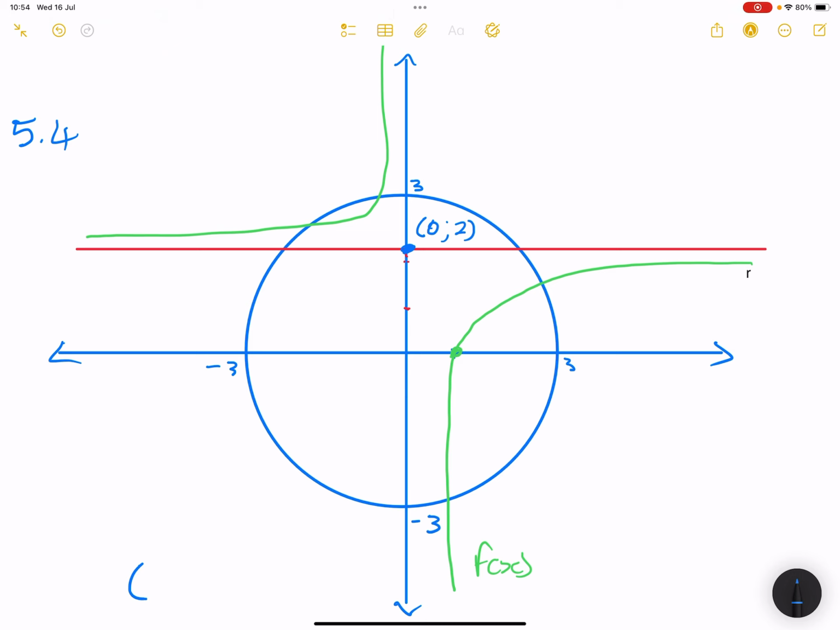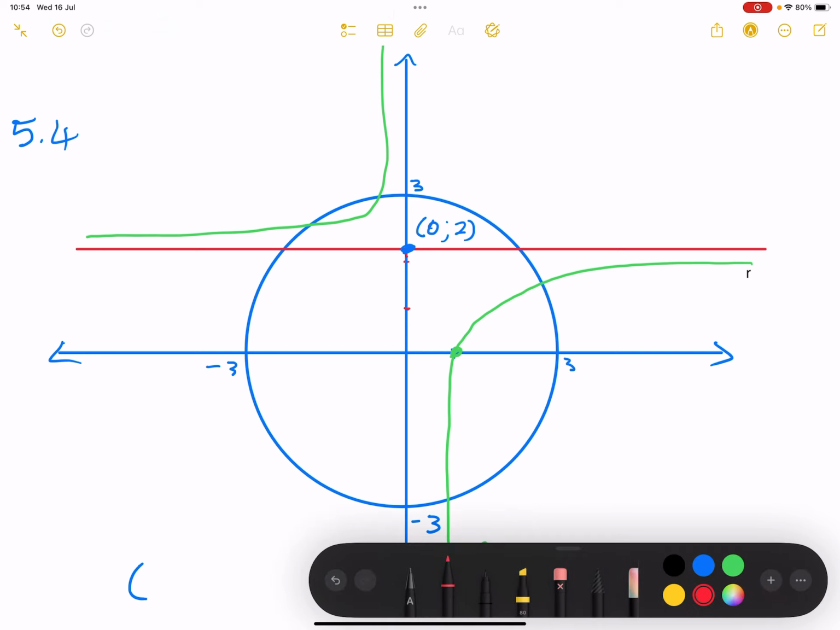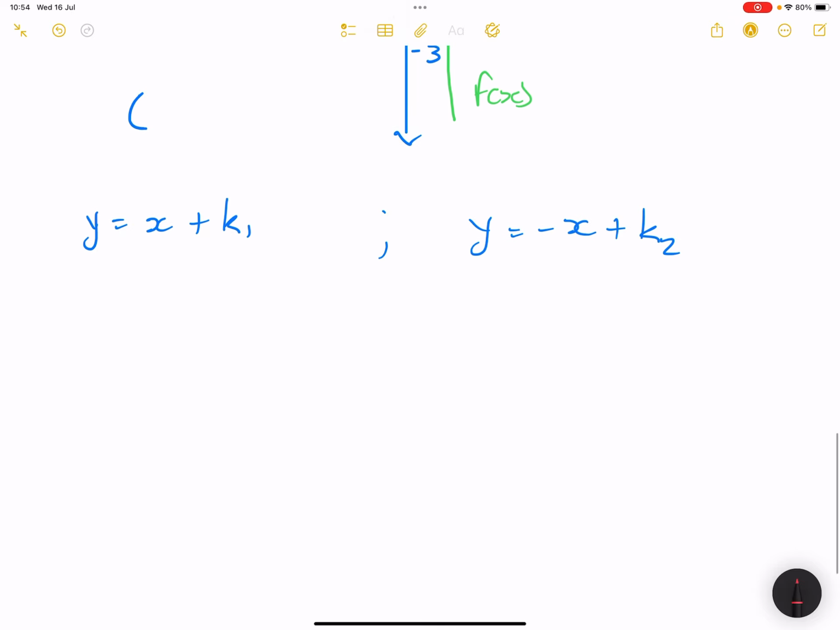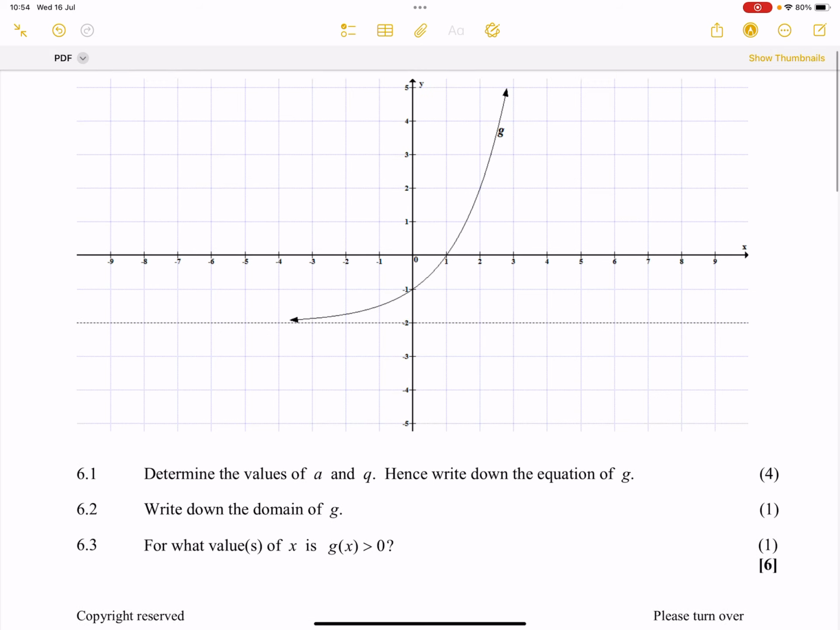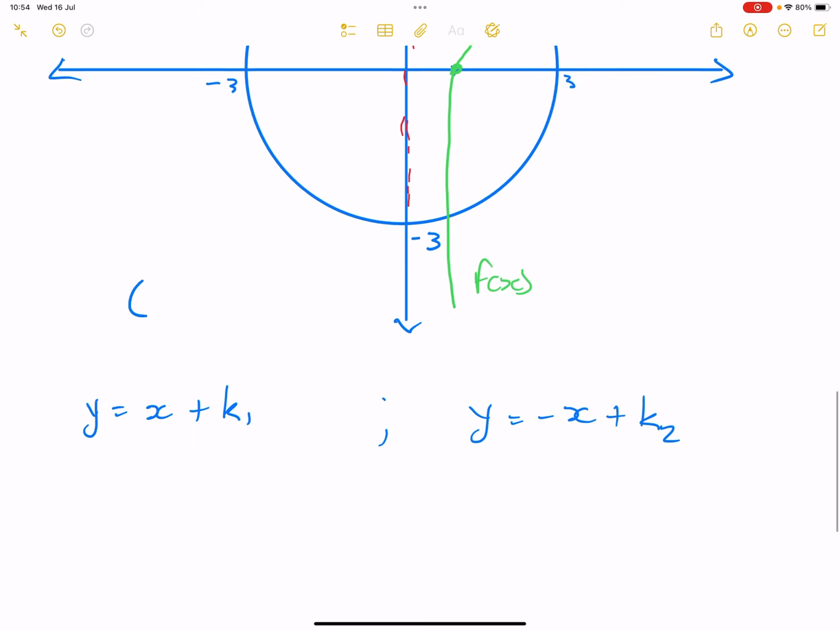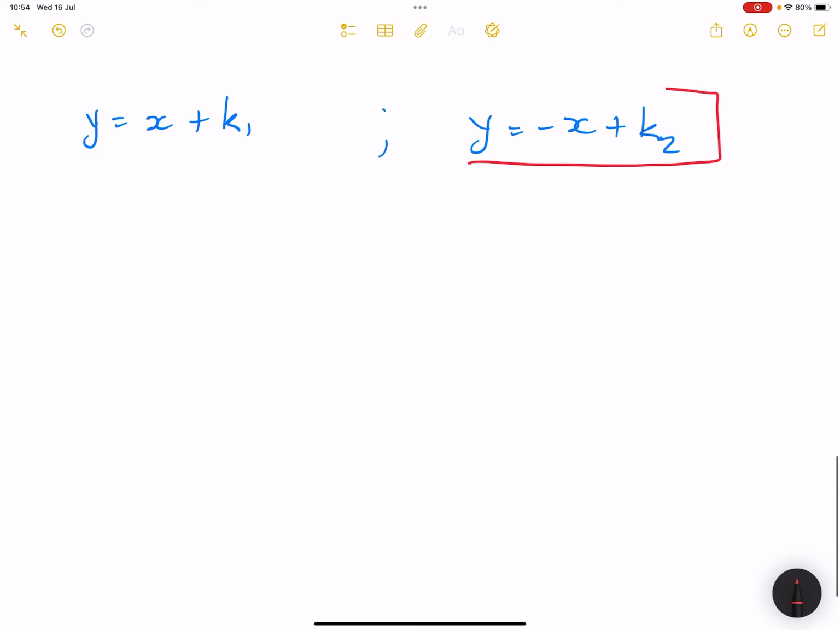Remember the first asymptote is at x is equal to 0, so it's this line over here, the y-axis. But where do they intersect? At the point (0, 2). They said to us we need to take the one with a negative gradient, so they were taking this one over here. So we know we're not dealing with the other one. It is y is equal to negative x plus k2.